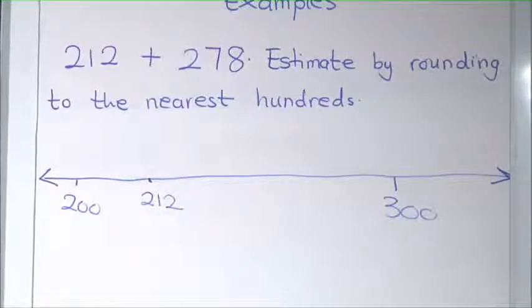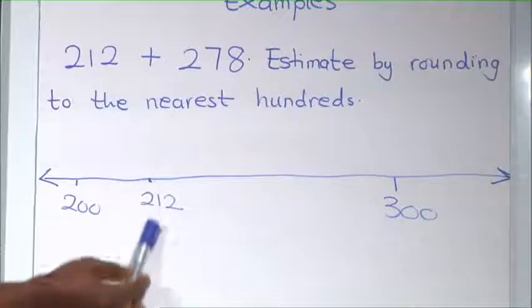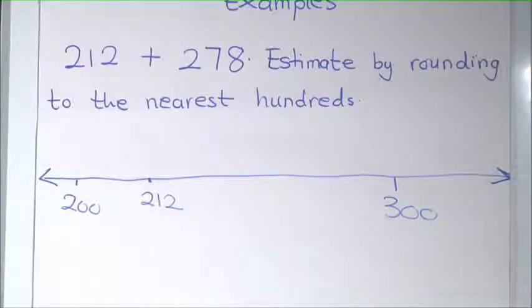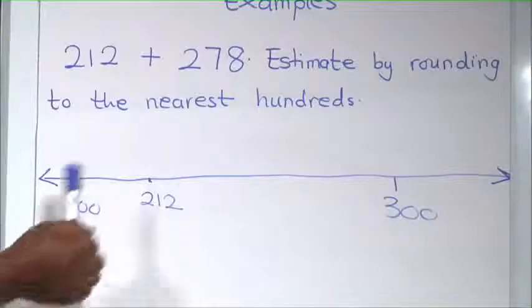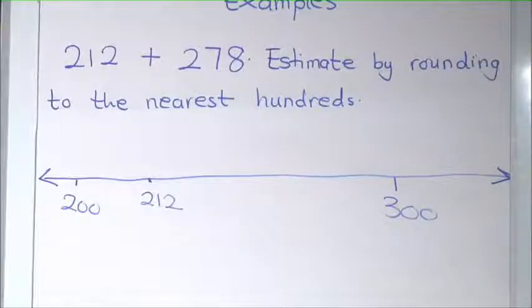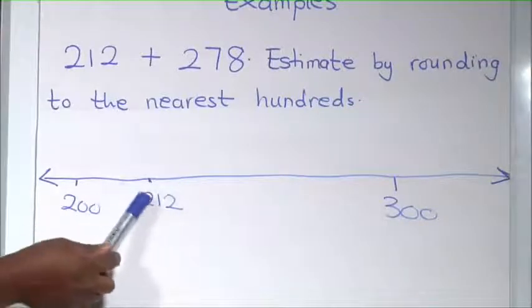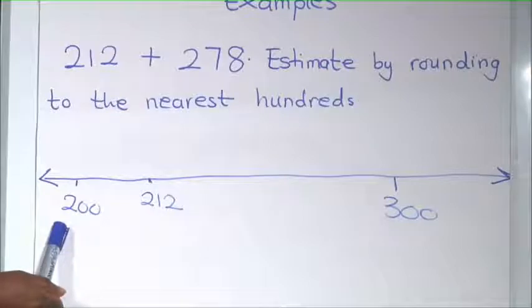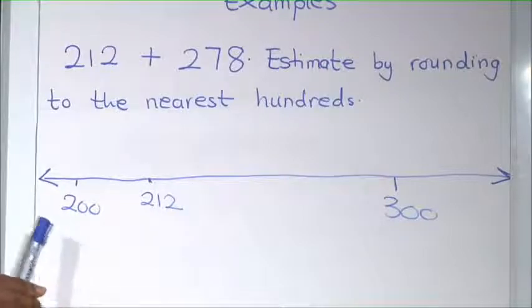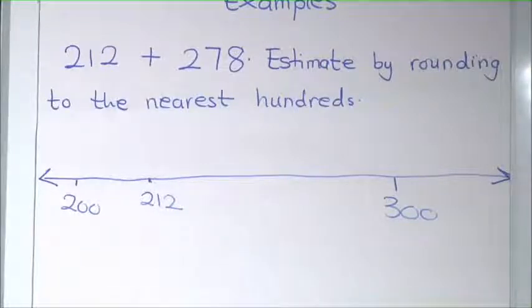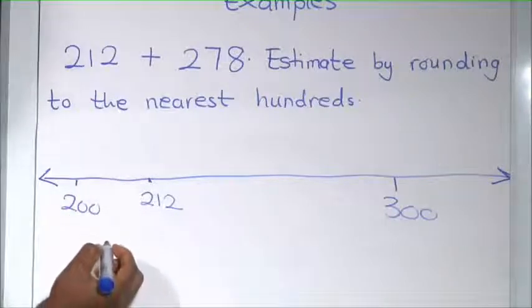Now let's look at these two numbers, 200 and then 300, and look at where the 212 is. Which number is closer to 212? I have 200 and then 300. You could see that 212 is closer to 200. So rounding it to the nearest 100, 212 will be 200. So we will have our 200.